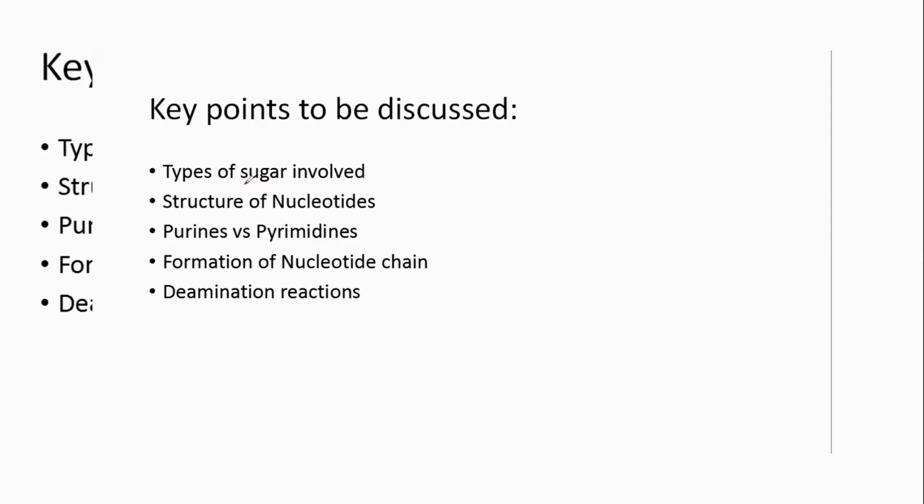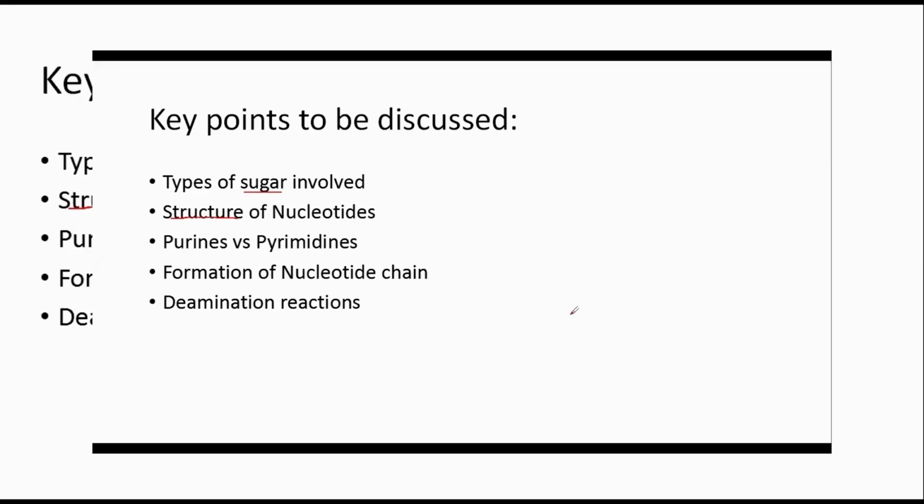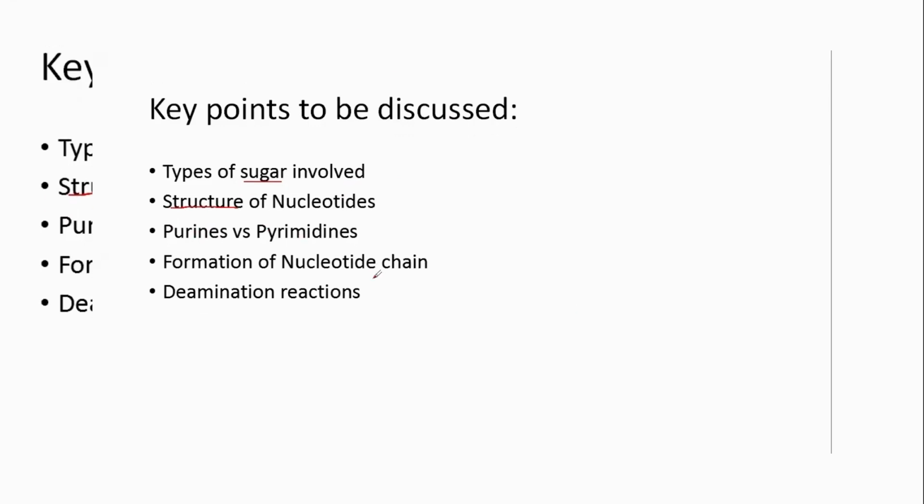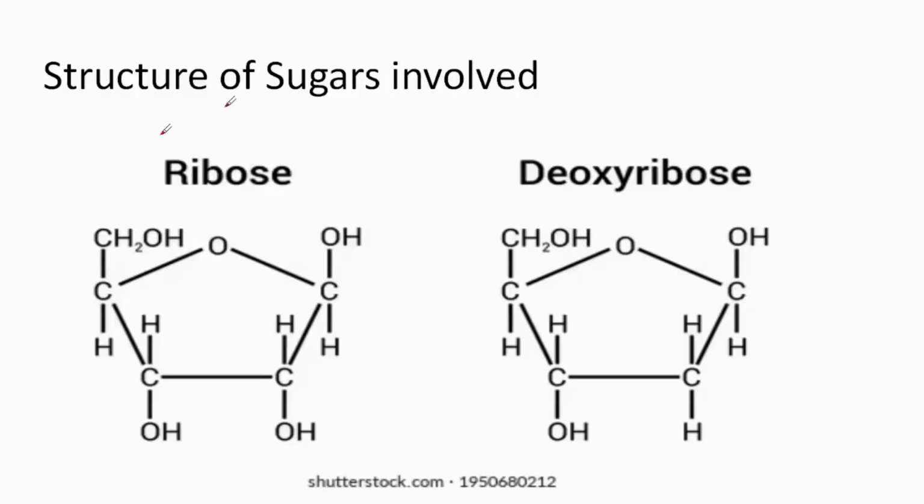So we're going to be talking about the type of sugar that is involved in the synthesis of nucleotides, then what their structure is about. Then we're going to be comparing the bases, the nitrogenous bases, purines and pyrimidines. Then how each individual nucleotide participates in the formation of a nucleotide chain. And lastly, we're going to be talking about the deamination reactions and the science behind it. We'll be dealing with the nucleotide structures so that we can understand them better, so that when we talk about catabolism of nucleotides, it will be a piece of cake for us.